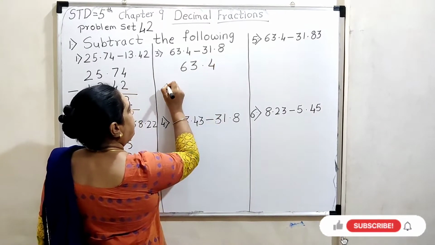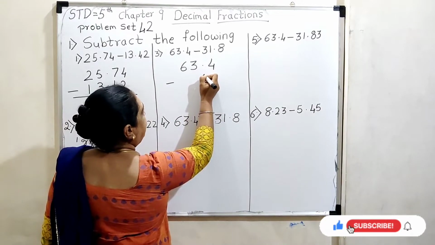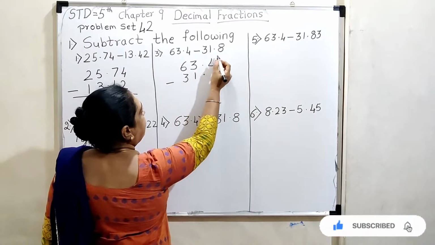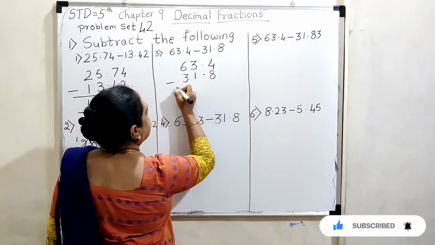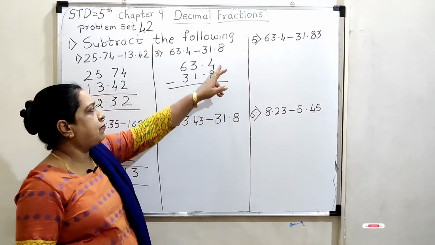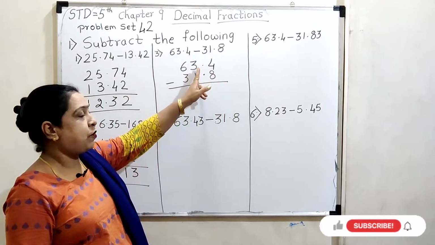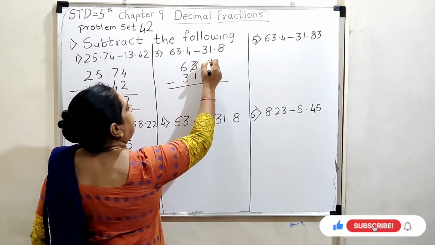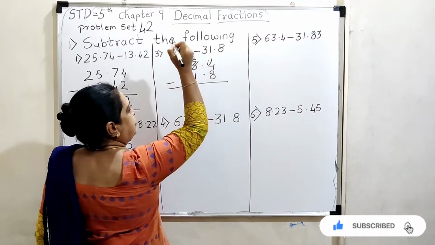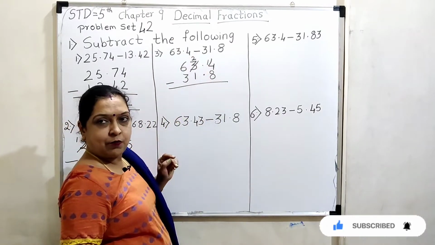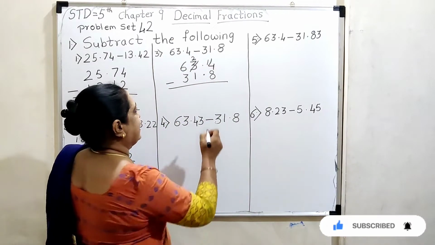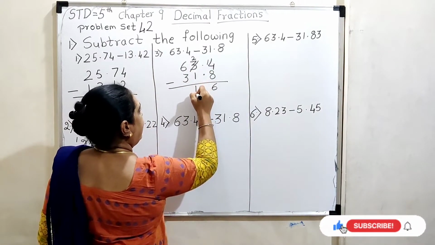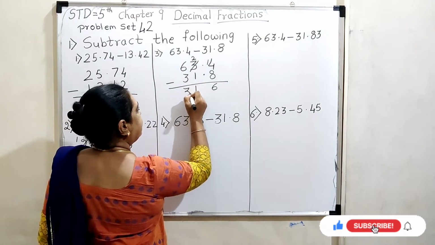63.4 minus, you write this way: point, before the point 1, before 1, 3. And after the point what will come? 8. Okay. But from 4 can you minus 8? No. So we will borrow from 3. When we are borrowing from 3, we will take 1 over here. What will remain here? 2. 14 minus 8 is how much? 6. 2 minus 1 is 1. And 6 minus 3 is 3.